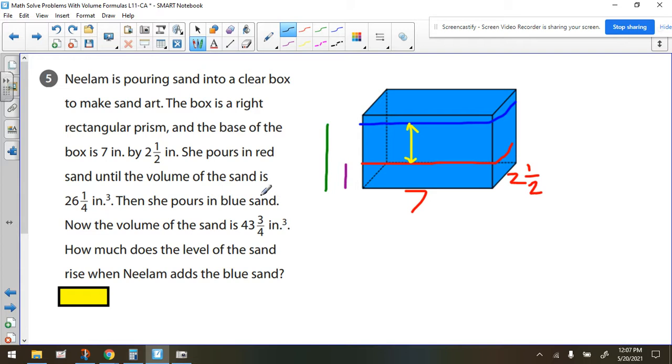Then she pours in blue sand. Now the volume of the sand is 43 3/4 cubic inches. How much does the level of the sand rise when Neelam adds the blue sand?